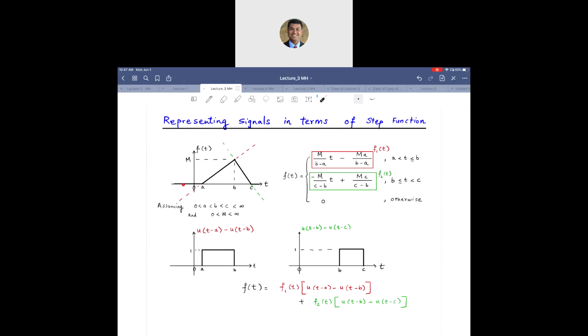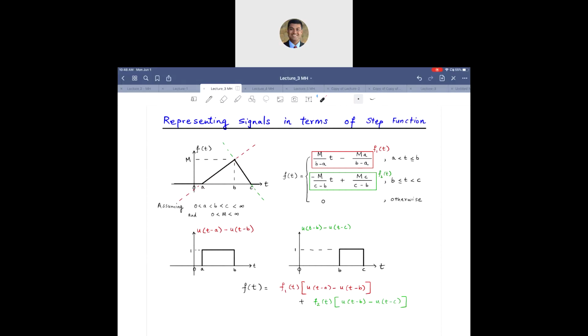For t less than a, f of t is 0. Between a and b, it is a line increasing with a slope. Because we know the values of a, b, and capital M, we can find the equation of that line. And between b and c, it is going down with a negative slope. So if you know b, c, and capital M, you know the equation of that line as well.